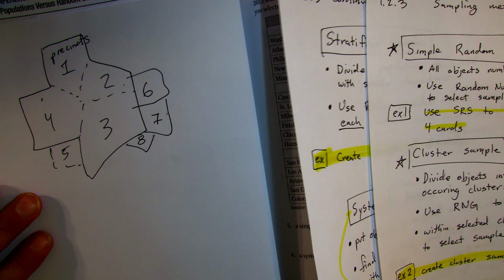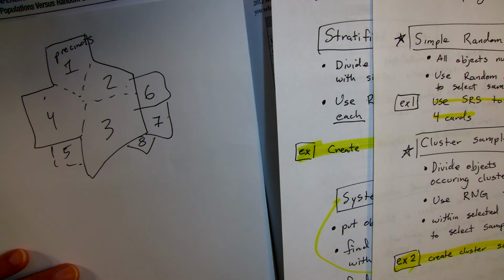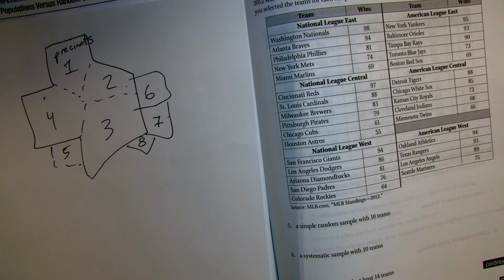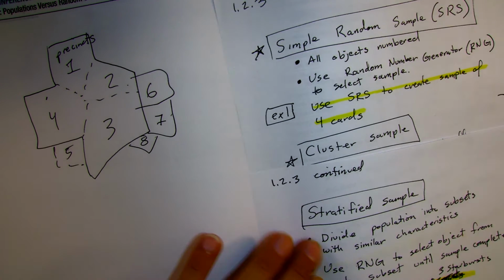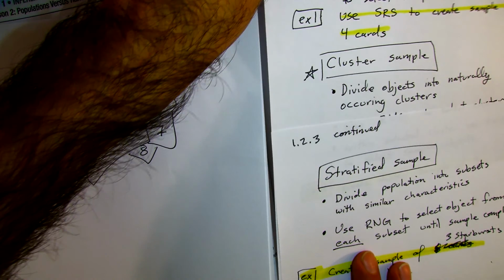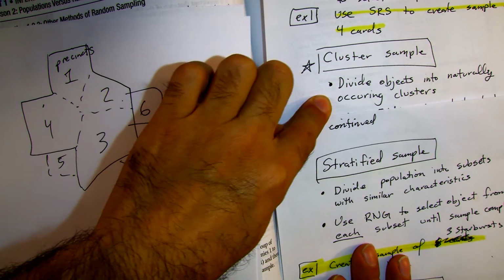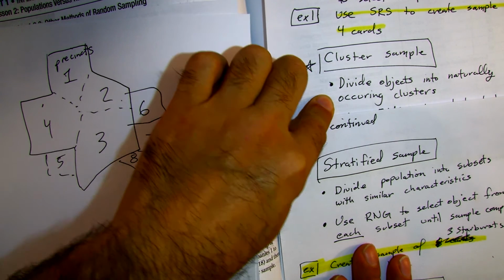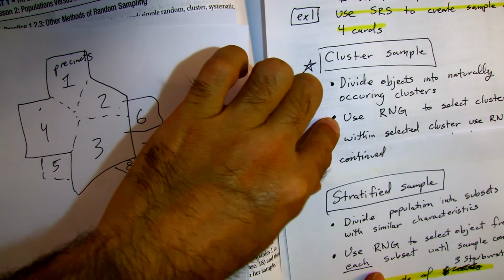Cluster sample and stratified sample. Because look how similar they are. Cluster sample, divide objects into naturally occurring clusters. That seems like precincts. Use the random number generator to select the cluster. That seems like what they did. They randomly selected it. Within the selected cluster, use the RNG to select sample objects. They, instead for this, just said, we're going to take everybody in that precinct. Okay, so that is slightly different, but it might be close enough.